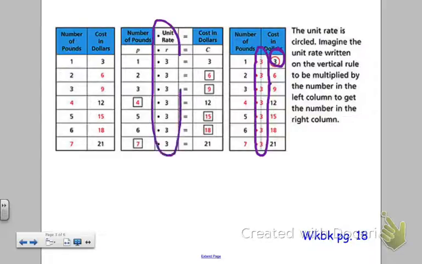This table's just a little more broken up. You can see that they took the number of pounds, in this case they're using a variable for this, P, times the unit rate, or in this case unit price. So we're going to use R for rate, R for unit rate. And that's going to equal C, which is the cost in dollars for the number of pounds. So you can even write this as an equation. This is an equation that shows the relationship between the number of pounds of granola, the unit price, and its cost.